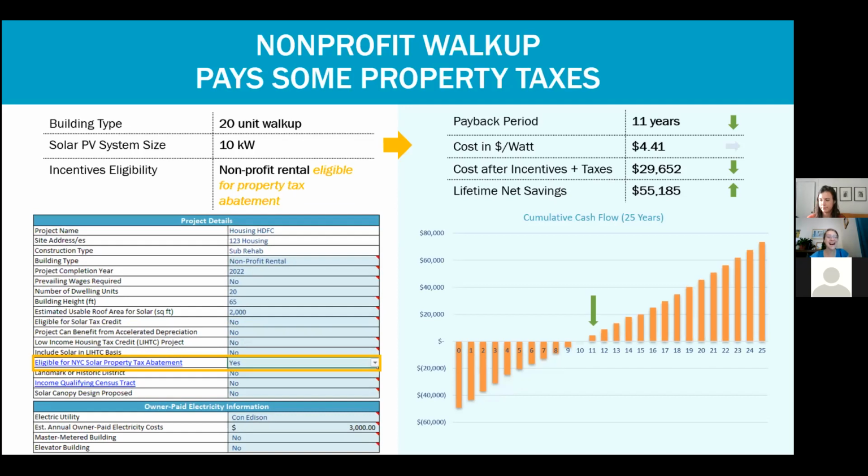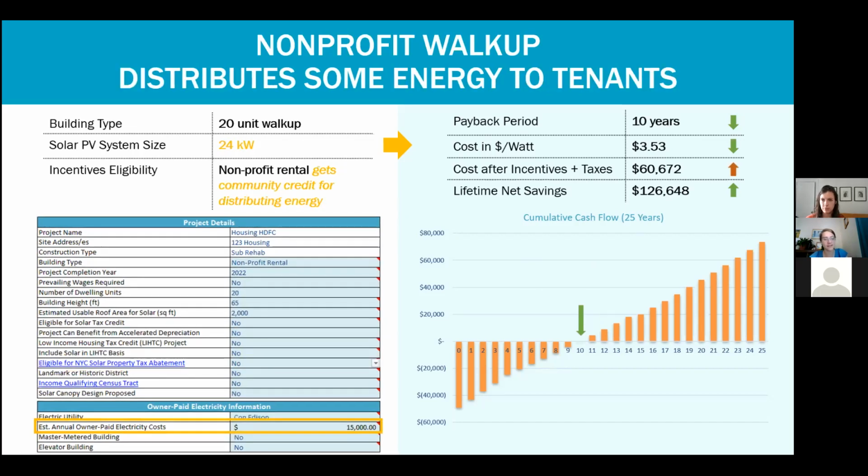Next slide. If they are eligible for the property tax abatement, which happens sometimes if there's a commercial space and the building owner has to pay property taxes for the commercial space, then they get that 20% property tax abatement that reduces the payback period to 11 years, increases the lifetime net savings, and decreases the cost after incentives and tax abatements. So that's a win. So that's good to know what effect the property tax abatement has.